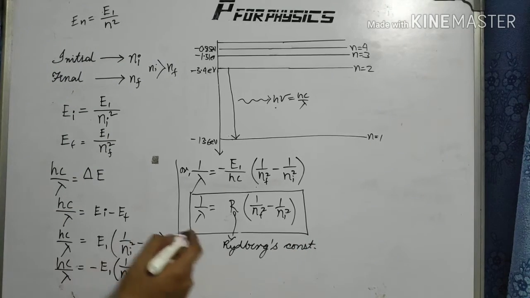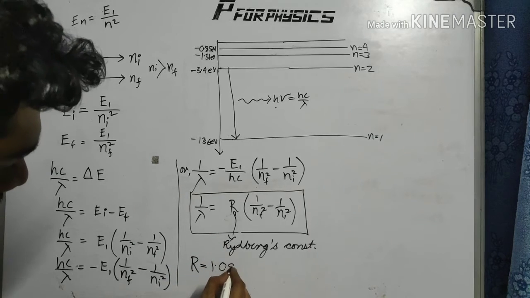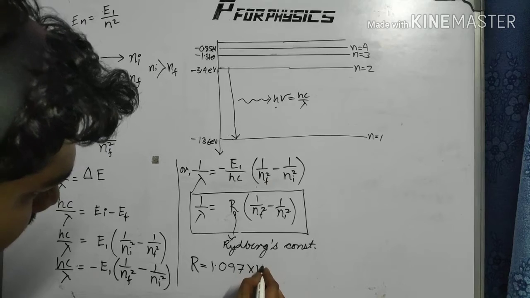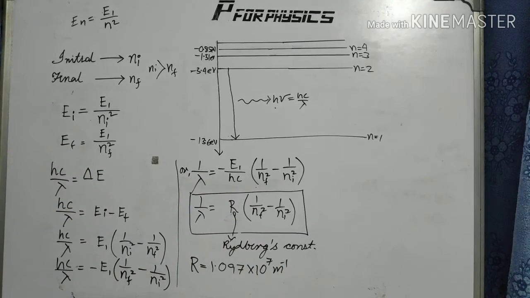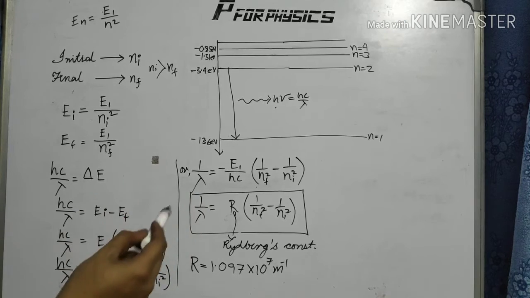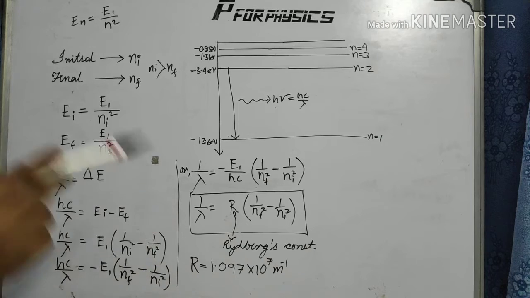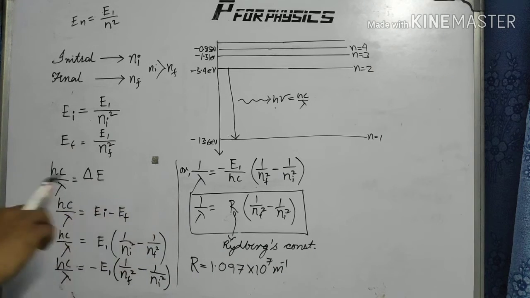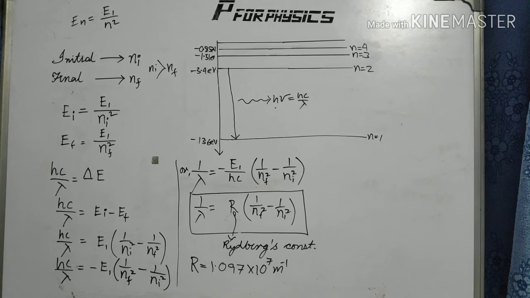Okay, and you also need to memorize the value of R, 1.097 into 10 to the power 7 meter inverse. Now look at this equation very carefully. You need to memorize this equation very well to get the values of wavelengths of different series. You don't need to memorize the values of different series, just this one, and you will be doing everything well. Okay, so let's move on and see the formulas for different series.